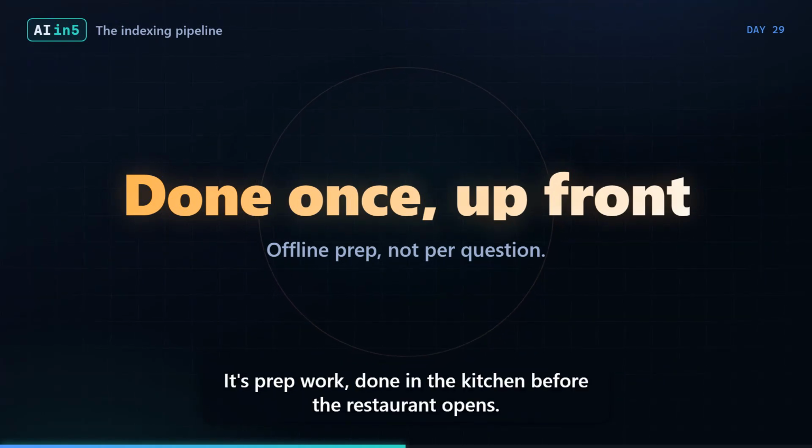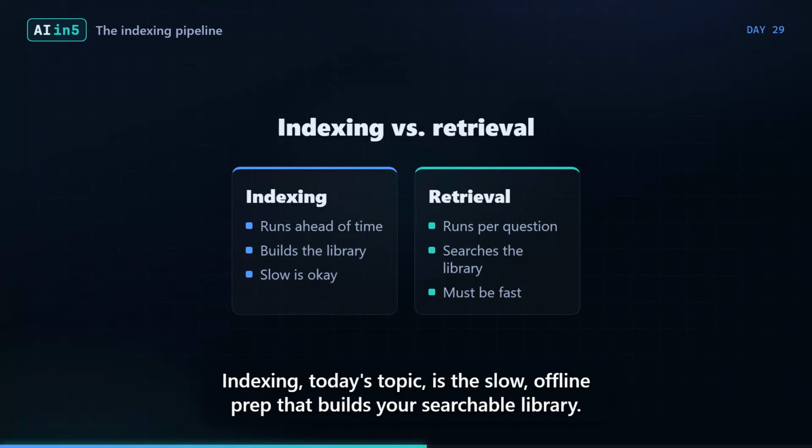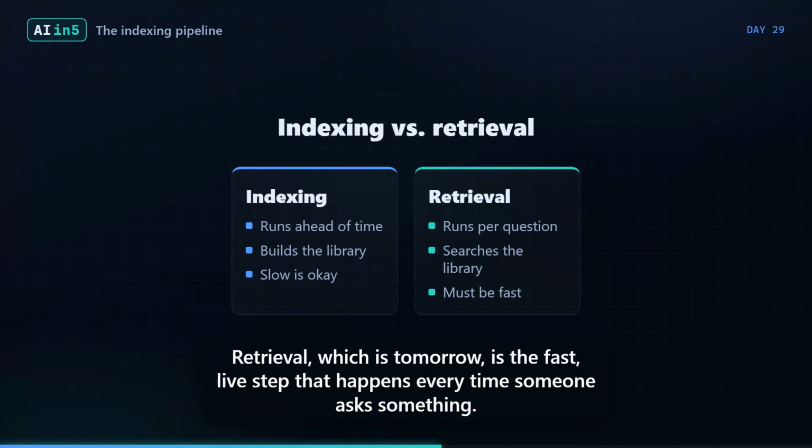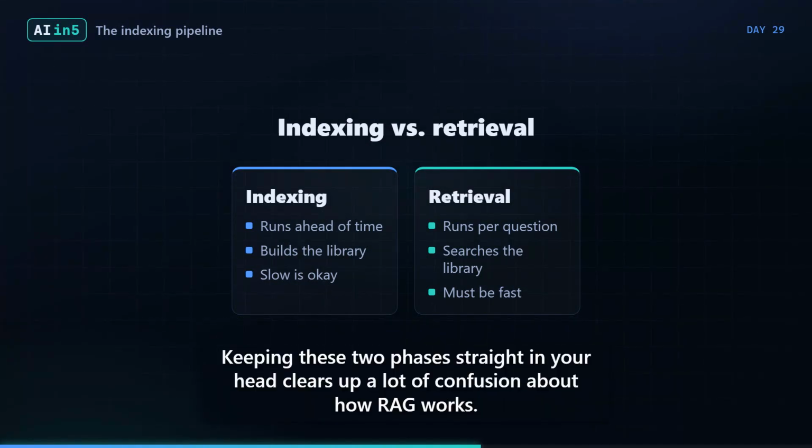It helps to split RAG into 2 halves. Indexing, today's topic, is the slow, offline prep that builds your searchable library. Retrieval, which is tomorrow, is the fast, live step that happens every time someone asks something. Build the library once, calmly. Search it a million times, instantly. Keeping these 2 phases straight in your head clears up a lot of confusion about how RAG works.